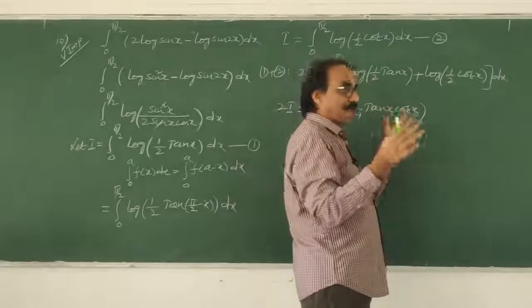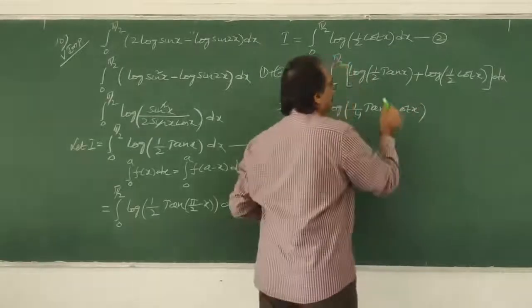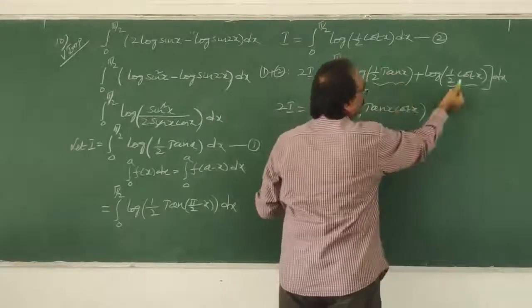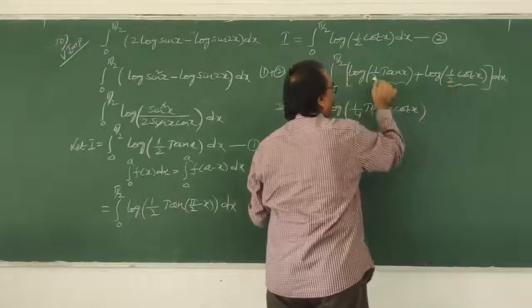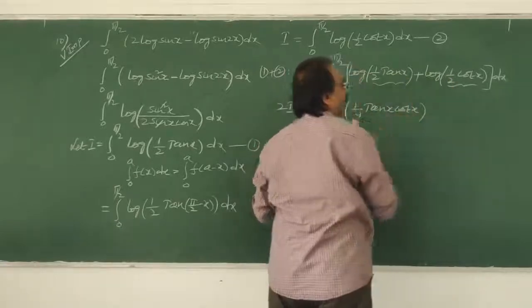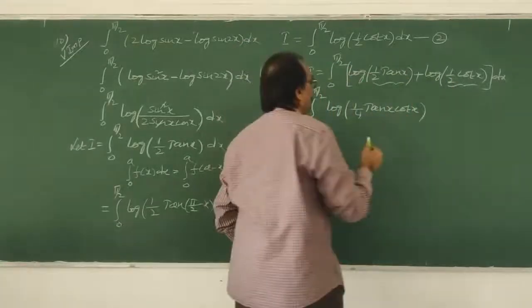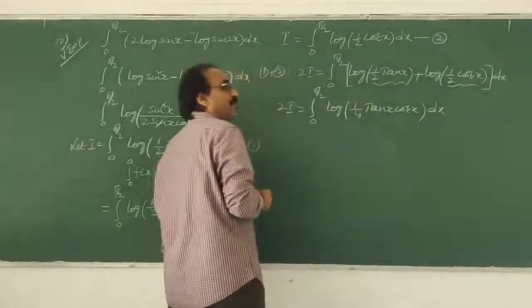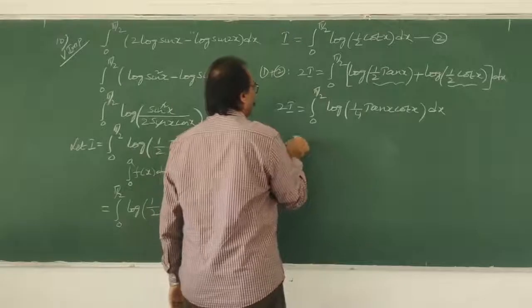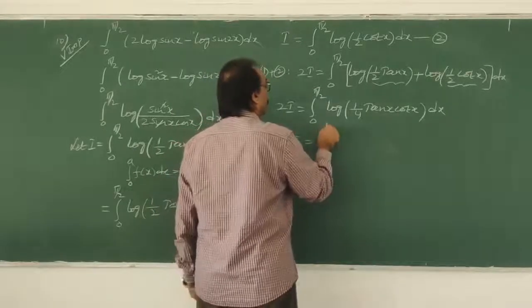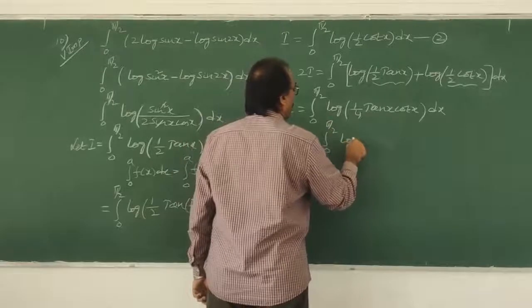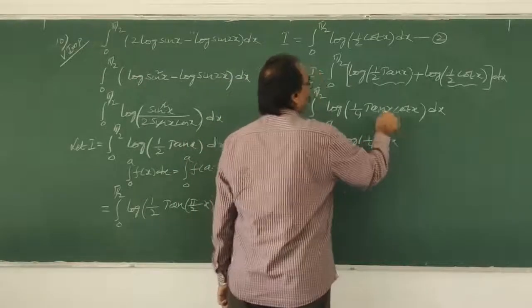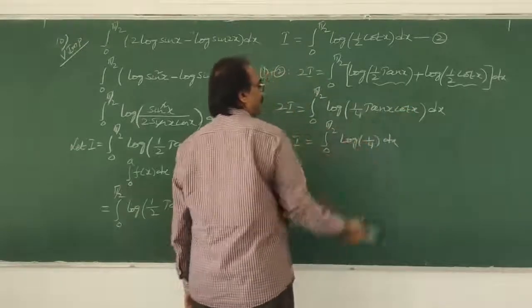Log a plus log b, log ab means multiply. This entire thing is a, this entire thing is b. So a into b, when you multiply these two, 1 by 2 into 1 by 2, 1 by 4, tan x into cot x. As you know that in integration, tan x into cot x is how much? 1. Tan theta into cot theta, 1. Trigonometry. So 2i is equal to integral 0 to pi by 2 of log of 1 by 4 dx, because this is 1 into 1 by 4, 1 by 4, log of 1 by 4.